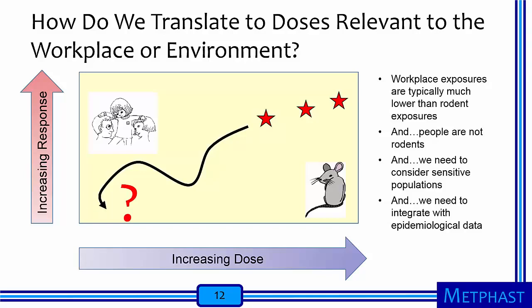We also need to consider sensitive populations. Are these healthy workers, or are we trying to protect children, for example? Finally, we need to integrate these data with that from epidemiological studies. There are a lot of issues and non-trivial decisions in this process, and there are groups that do this type of synthesis of toxicological and epidemiological information for us.